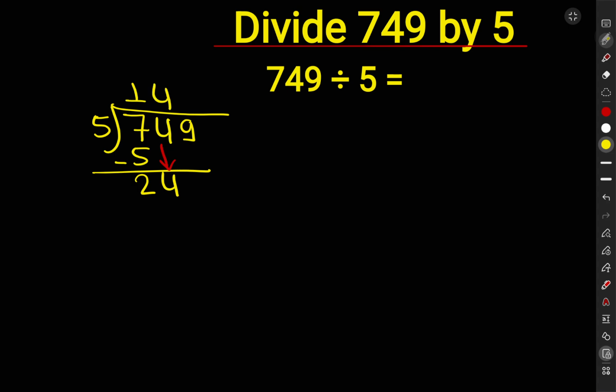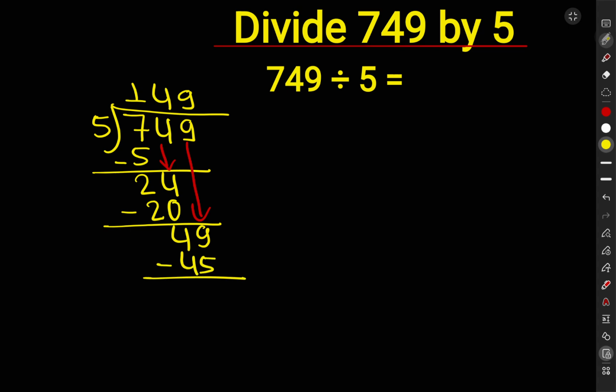5 times 4 is 20. On subtracting we get 4. So again we put down this 9 and it is 49. 5 times 9 is 45. On subtracting we get 4.